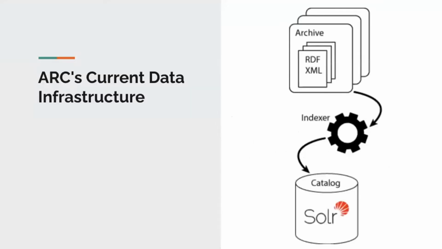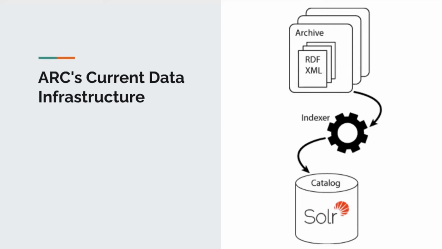To give you an idea about ARC's current data infrastructure, all of ARC's metadata ultimately lives in XML files. Those files are stored in a Git repository associated with the archive they belong to. So, for instance, ARC aggregates metadata for all the digital artifacts of the Walters Museum. The XML files containing that metadata live in the Walters Git repository. And there are over 300 different archives or Git repositories like that comprising the ARC catalog.